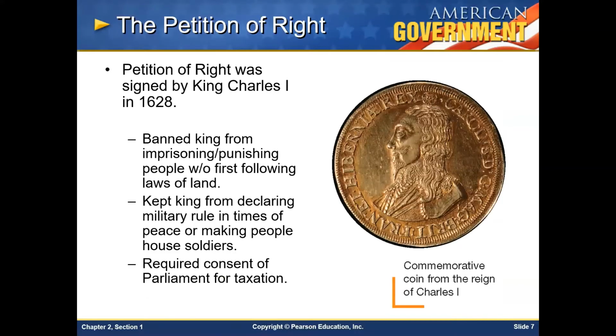Second document we'll look at is the Petition of Right, and this was signed in 1628. So again, dates aren't super important, but I do think you need to know chronology and general time frames. So we've got Magna Carta in 1215. We have the Petition of Right in 1628, and it was signed by King Charles I. In that 400-year period, some of the kings followed the Magna Carta, some didn't. And so some of these points in the Petition of Right were reiterating points present in the Magna Carta. But the Petition of Right banned the king from imprisoning or punishing people without first following laws of the land.